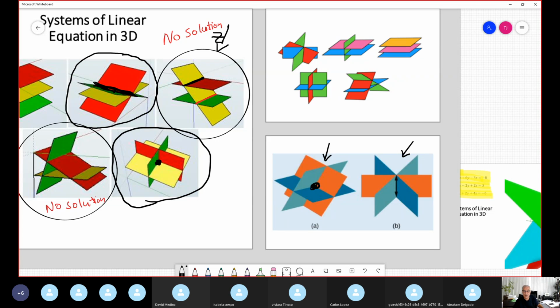Okay, what do you think about this one? Horrible, this one. What do you think? We have a solution or no? No solution. Infinitely many solutions, no? No, because they don't intersect. Exactly. No solution. This is a typical no solution.